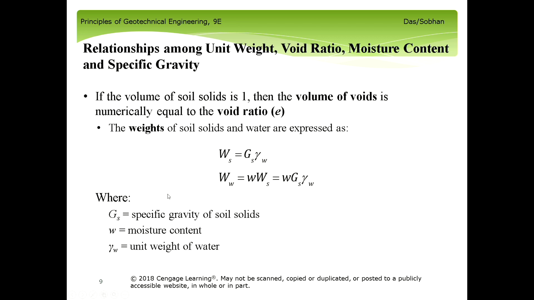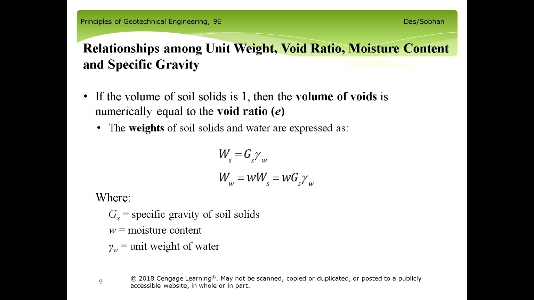And then let's see some relationships among unit weight, void ratio, and moisture content, and we have another definition for specific gravity. How do we derive these relationships? To derive these relationships, we usually consider the soil solid volume to be 1. Then the volume of voids is numerically equal to the void ratio e. So we can get to those relationships.